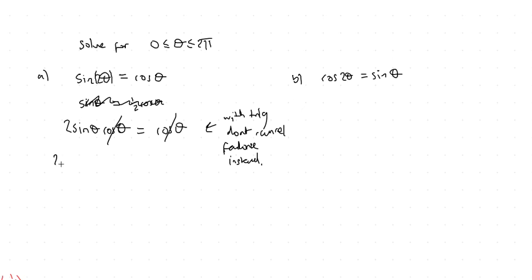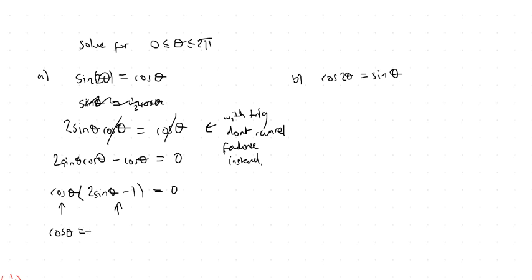So what we'll do is we'll take everything to the left hand side and then we'll factorize out cos theta: cos theta times 2 sine theta minus 1. And now we've got one of those situations where there's 2 things being multiplied together and the answer is 0, so we can legitimately say that one of them must be 0. So cos theta equals 0, or 2 sine theta minus 1 equals 0. And then we solve them both separately.